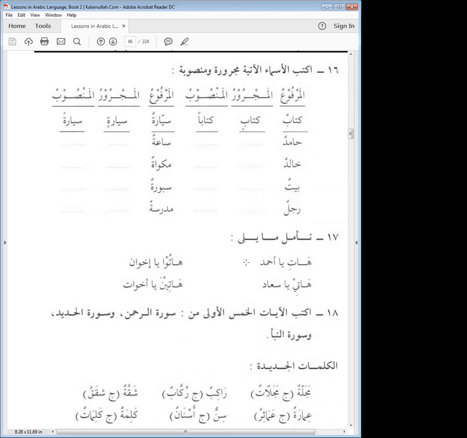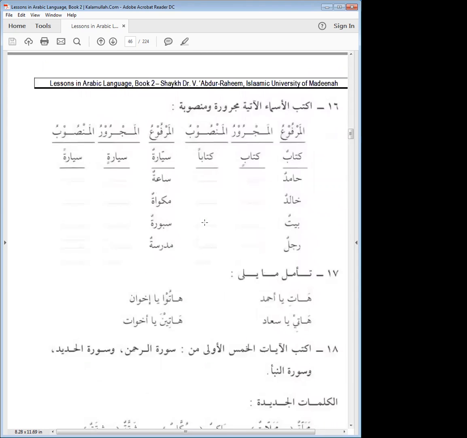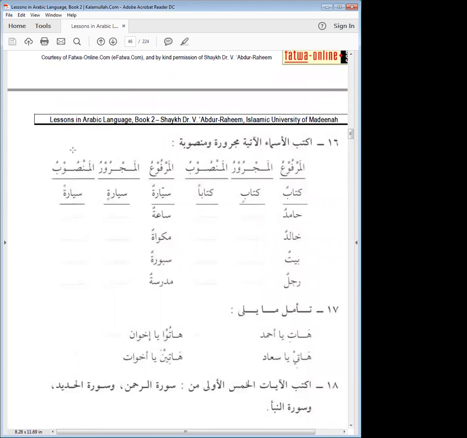Number 16. اكتب الأسماء الآتية مجرورة ومنصوبة. Right, so you have to write the following words in the genitive form and the accusative form. So good, we're getting some practice in changing the forms or the cases of different words. Let's look at the examples here. So we're on the top of page 45 now. Hope everybody is on the same page.